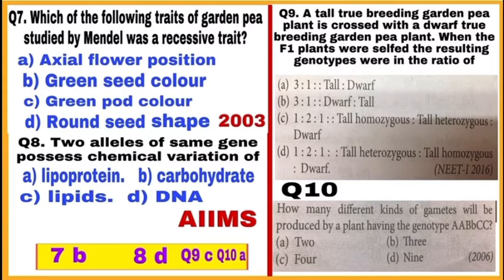In the given experiment, genotypes were in the ratio of 1:2:1, tall homozygous, tall heterozygous and dwarf. So mark C as a correct answer.